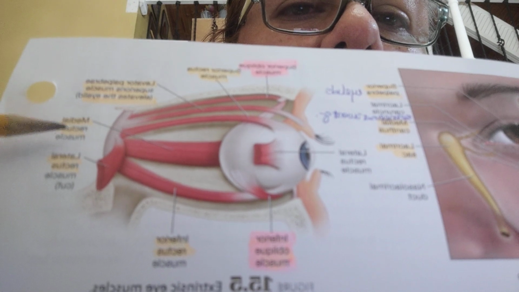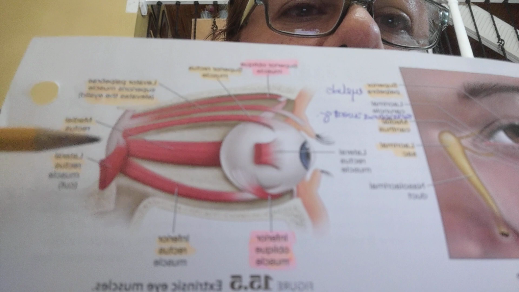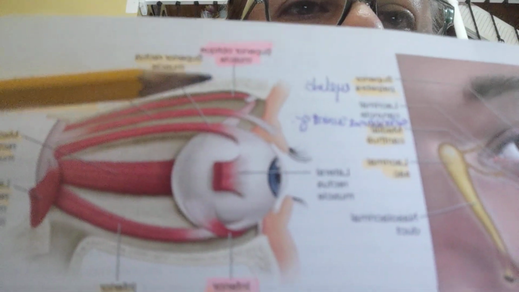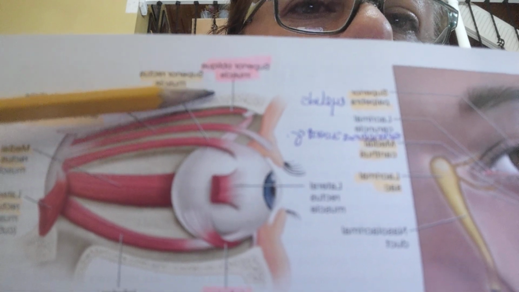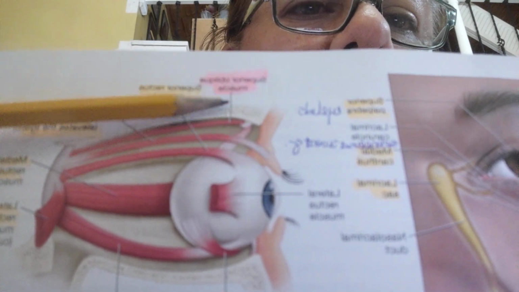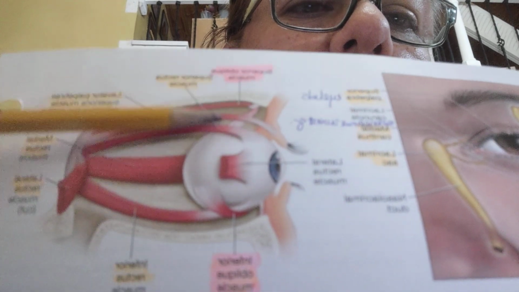So the medial rectus moves the eyeball medially, and the lateral rectus moves it to the lateral side. But now there's two, the oblique. So we have the superior oblique. You would think it would move it superiorly, but no, it moves it inferiorly. And the inferior oblique moves it superiorly. Okay, so those are the muscles of the eye.